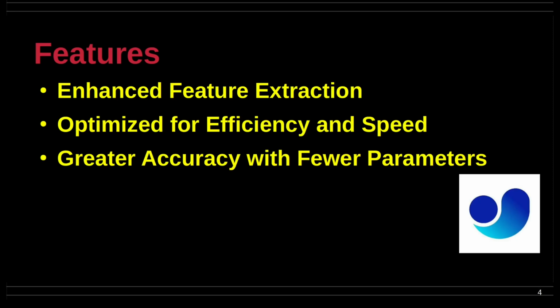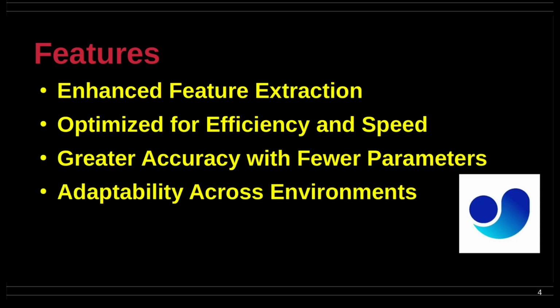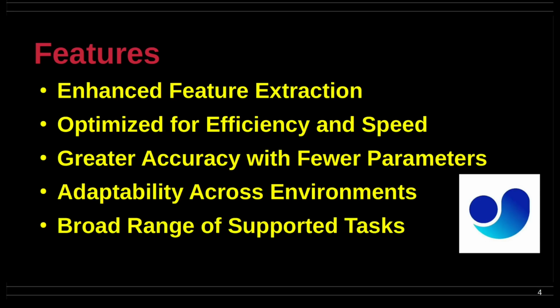Greater accuracy with fewer parameters. YOLO11 achieves a higher mean average precision, mAP, on the COCO dataset with 20% fewer parameters than YOLO v8, making it computationally efficient without compromising accuracy. mAP is an important benchmark for computer vision tasks in deep learning.